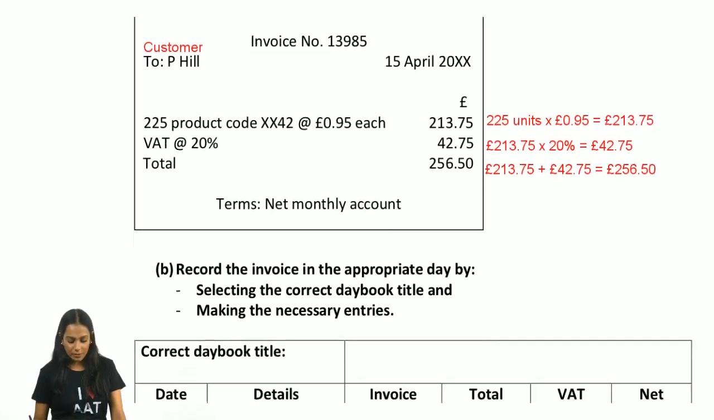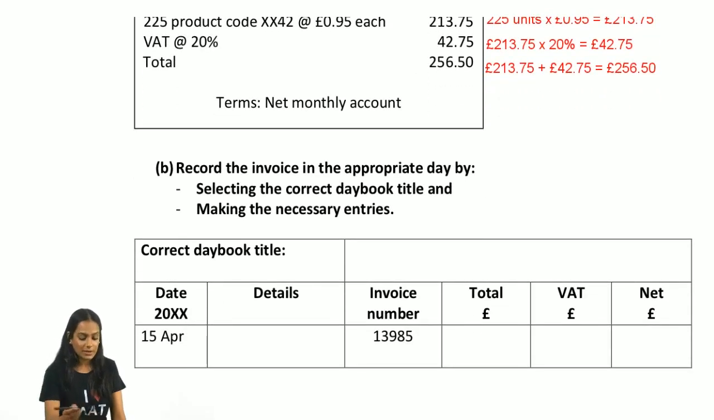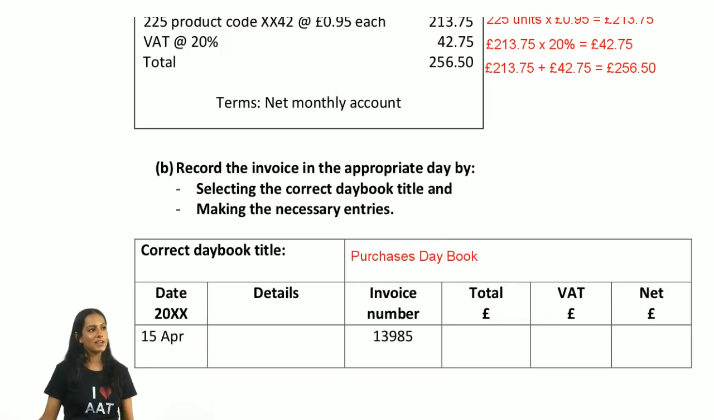So we begin by selecting the correct daybook title. This is an invoice that we have received from Benton PLC. And because we are P Hill, it means that we have bought goods from the supplier, and the amount is due in 30 days' time. So if you are receiving invoices from your supplier, this will be recorded in the Purchases Daybook. So the correct daybook title is the Purchases Daybook. There we go. Very nice, very easy.